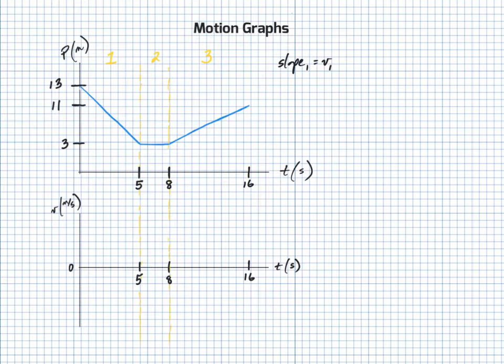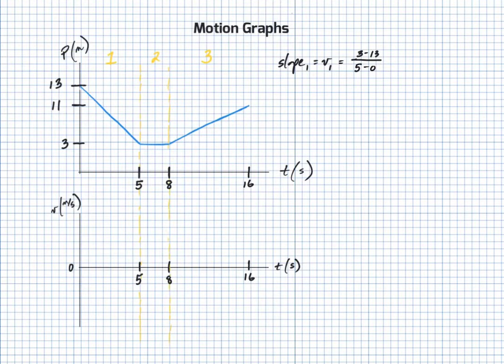But we have to be a little bit careful when we calculate our slope, just because we want to make sure that we're getting the direction right, because we are finding velocities. So to find the velocity in the first section, for my rise, I'm going to be taking 3 minus 13. We always take our final position minus our initial position. And then our run is just going to be 5 minus 0.